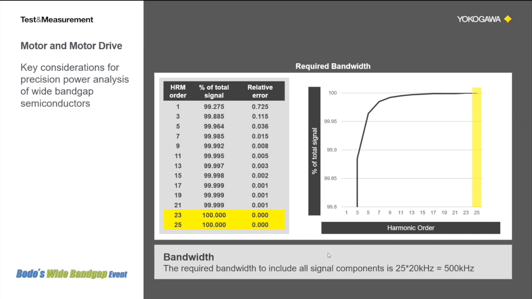Therefore, the required frequency response to include all signal components is 25 times, or 25 harmonics, multiplied by the switching frequency, which in our example was 20 kHz. So in this case, a frequency response of 500 kHz is required. To limit the error caused by bandwidth limitation to the same degree as the accuracy of a power analyzer, a frequency response of at least 7 times the switching frequency is required. This of course is depending on the required accuracy.